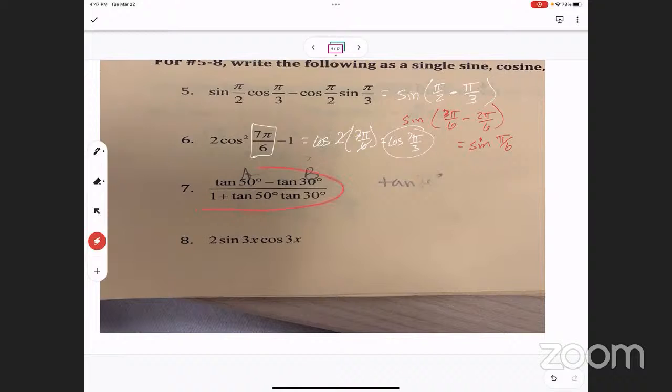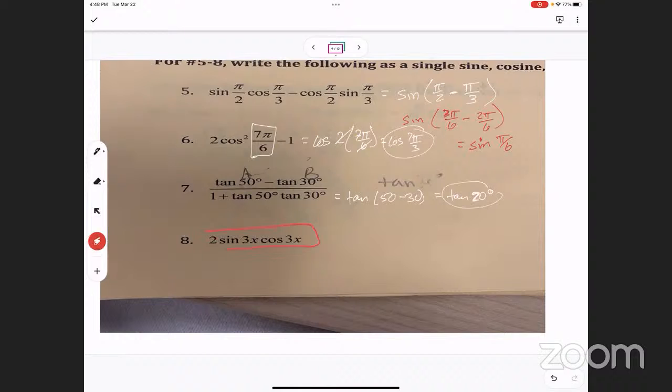How about this one? Doesn't that look familiar? That's the tangent one. Is it the tangent plus or the tangent minus? It's the tangent minus. It's the same sign as the top. Is that right? I'm not looking at it, so I don't know. So this equals the tangent of 50 minus 30, which is just the tangent of 20. Okay. Right?